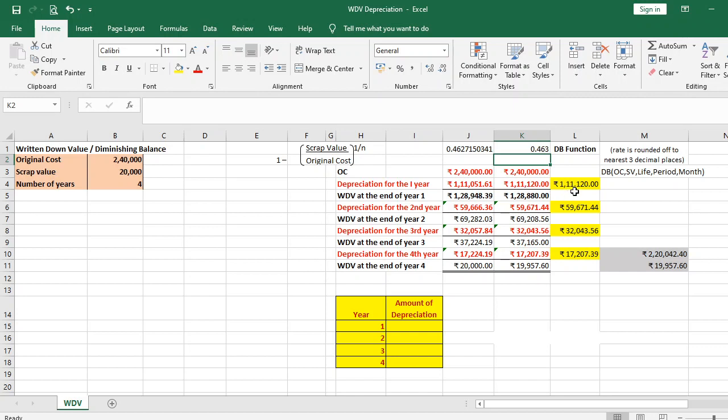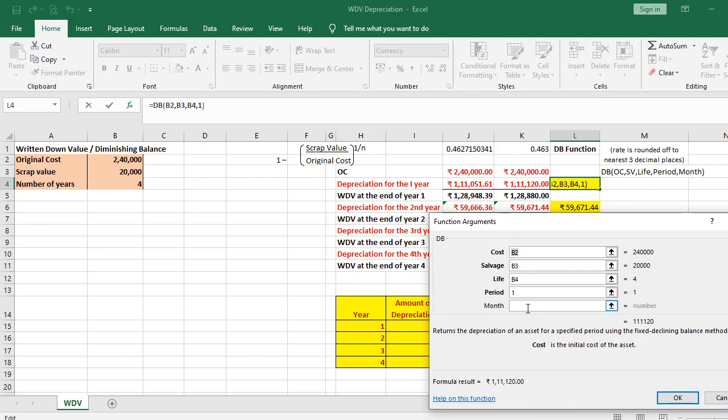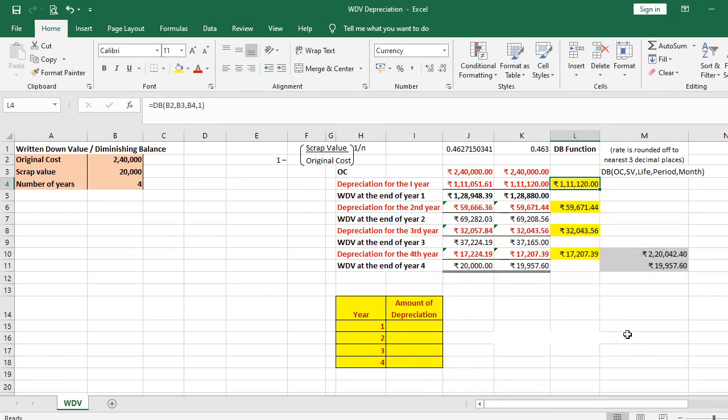You see, 1,11,120, 59,671.44, 32,043.56, 17,207.39. That is because the DB function takes the nearest 3 decimal places. To check that, we have computed this. While doing the DB function, we have omitted the month. Now, what happens if the asset is purchased in between? That we shall see in a separate video.